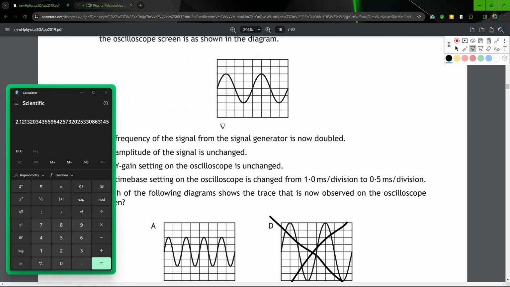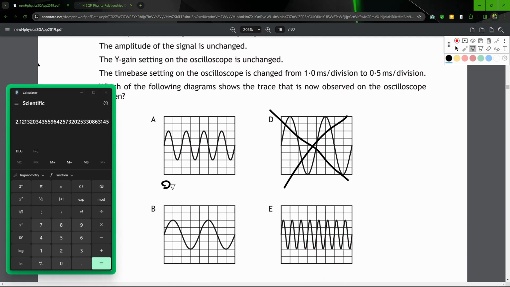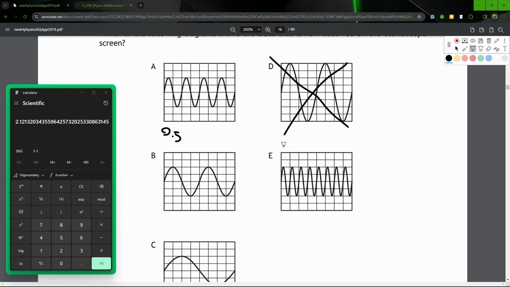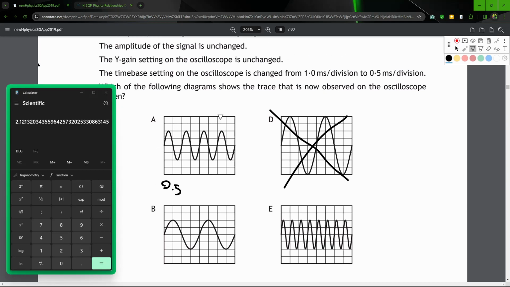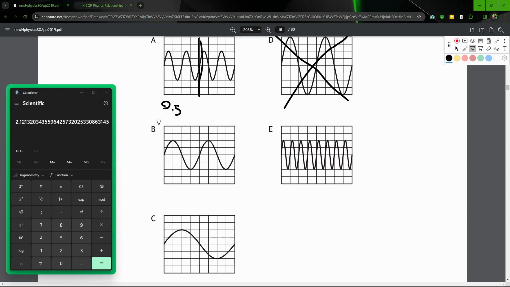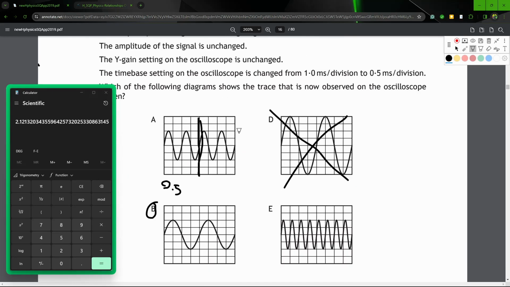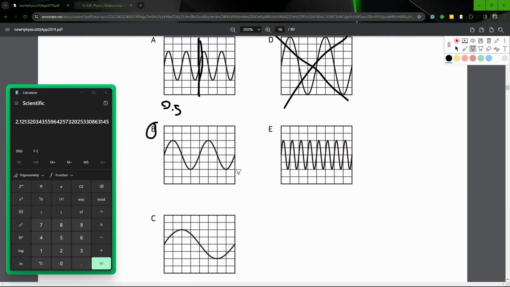on this one would be 1 millisecond. Now they go for 0.5, which means you're viewing a smaller snapshot of the original thing. Essentially this is the original signal if you didn't change the time-base setting, but you're zooming in on this bit because of your time-base setting, which means it will look exactly the same as the original because you've just zoomed in a bit, right?